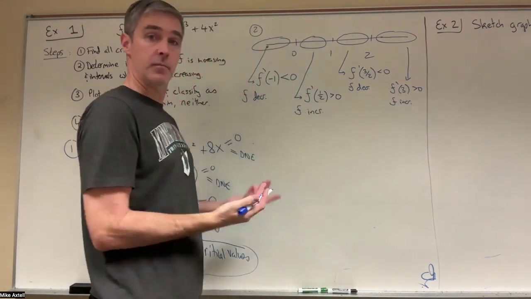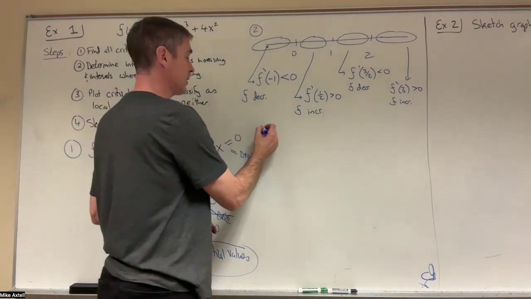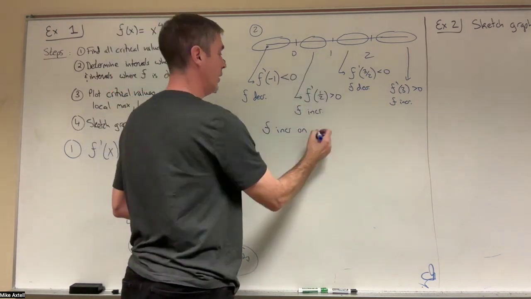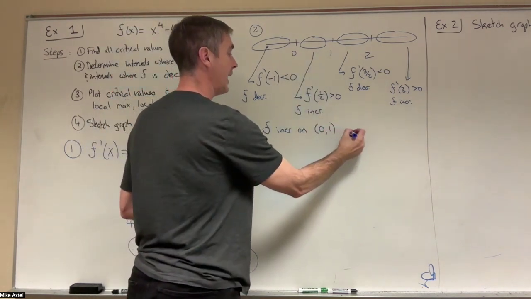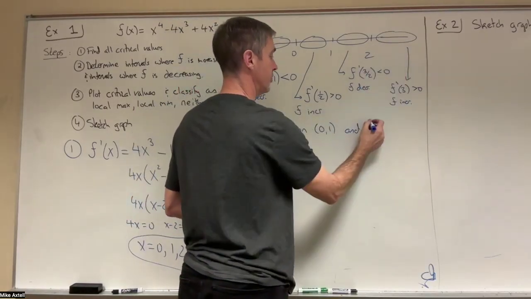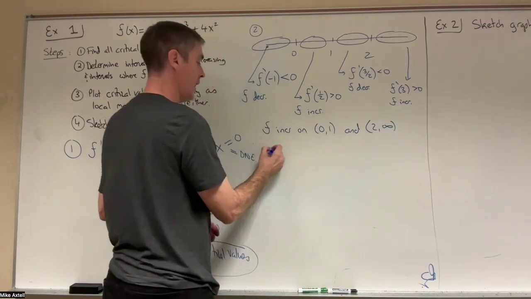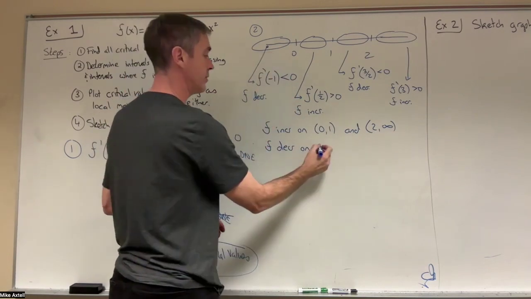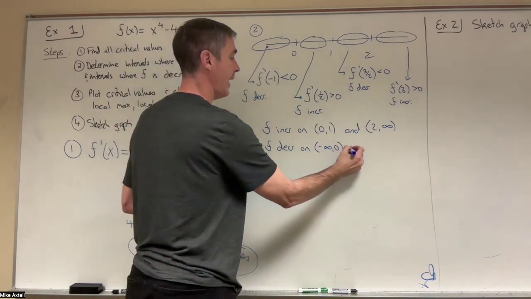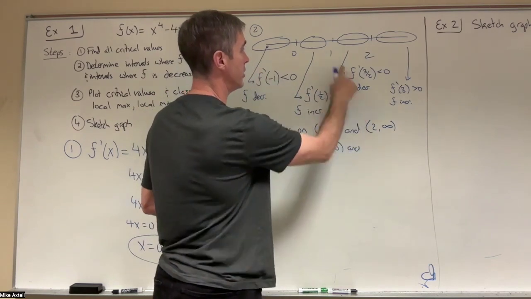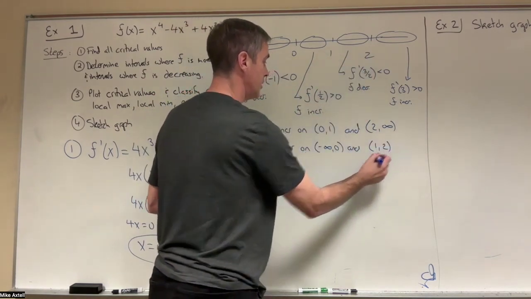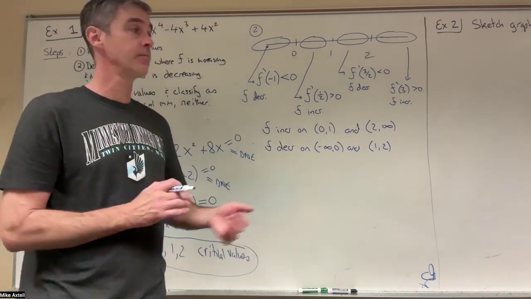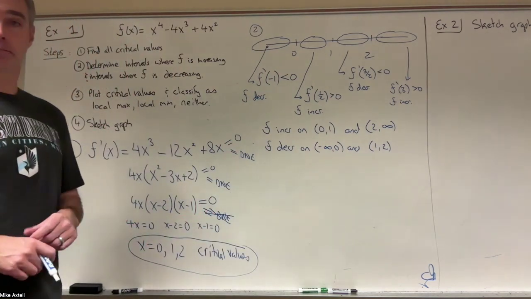Okay. All right. So I can now tell you the intervals where f is increasing and decreasing. So f is increasing on this interval from 0 to 1, and this interval after 2, so 2 to infinity. And f is decreasing before 0, so that'd be negative infinity to 0, and from 1 to 2. So I've answered the question of on what intervals f is increasing and when it's decreasing, and there it is.